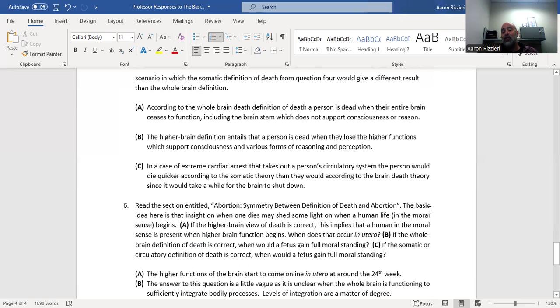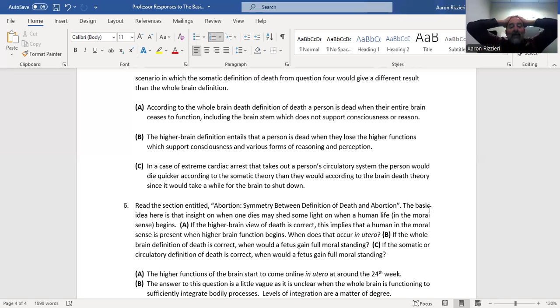So according to the whole brain definition of death, a person is dead when their entire brain ceases to function. This includes the brainstem, which does not support consciousness or reason or any of the traits we consider essential to having a personality, or in that sense, being a person. The higher brain definition entails a person is dead when they lose the higher functions of the brain, and these are the functions that support consciousness, various forms of reasoning and perception.